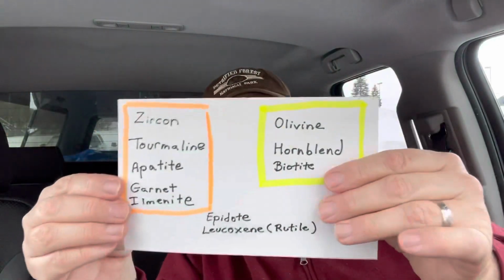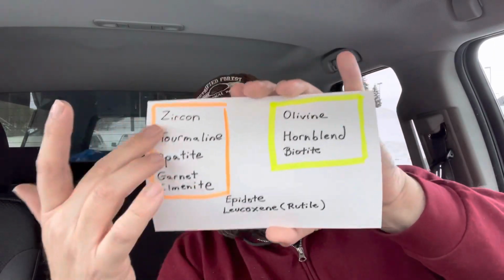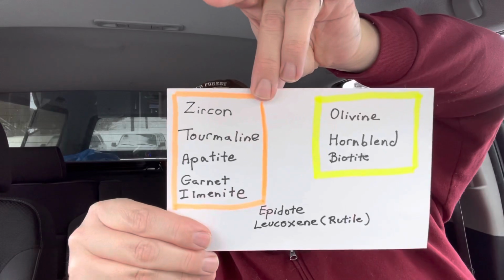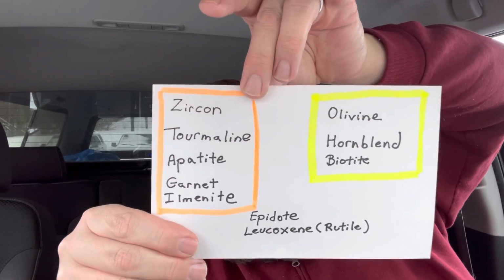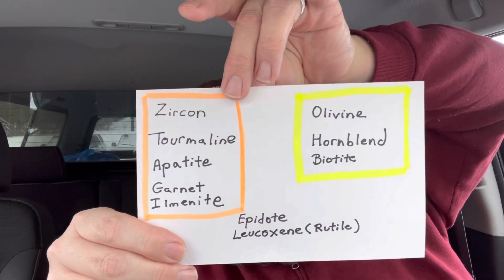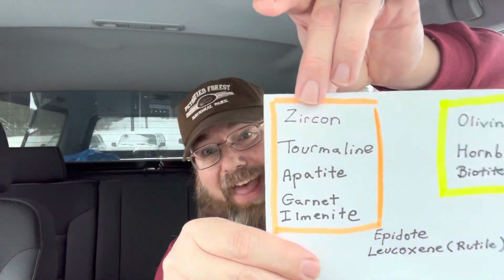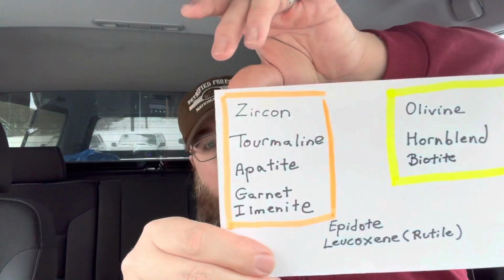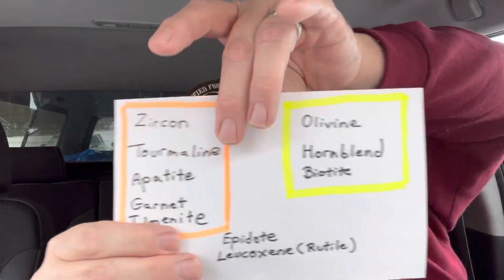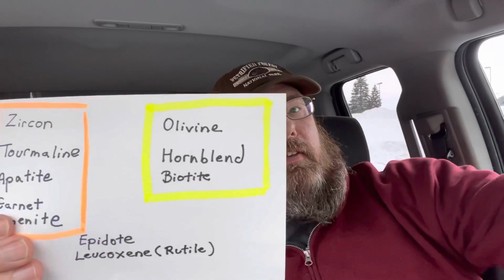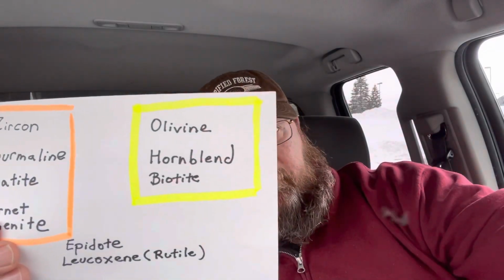Here's a list of heavy minerals. All right, you see this orange box here? These are minerals that are very resistant to chemical and physical weathering, okay? Which basically means once they form, that's it. They're done, all right? And you have these, which are very susceptible to chemical weathering.